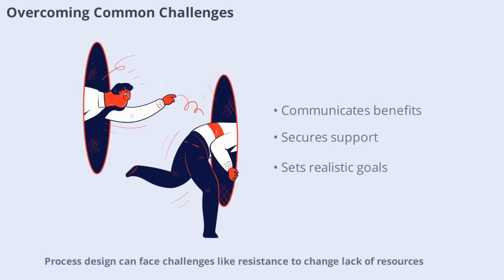Process design can face challenges like resistance to change, lack of resources, or unclear objectives. Address these by communicating benefits, securing leadership support, and setting realistic goals. Anticipate obstacles and develop strategies to overcome them for successful process improvement.